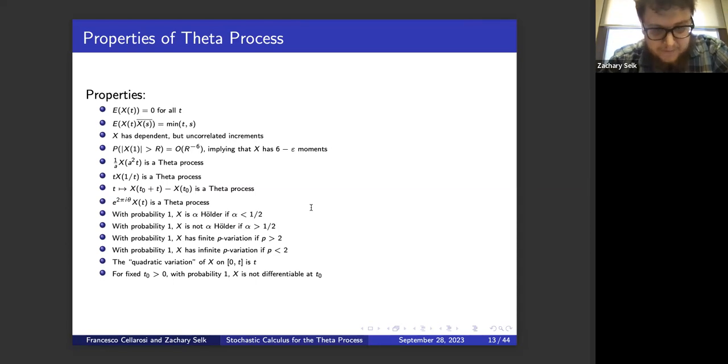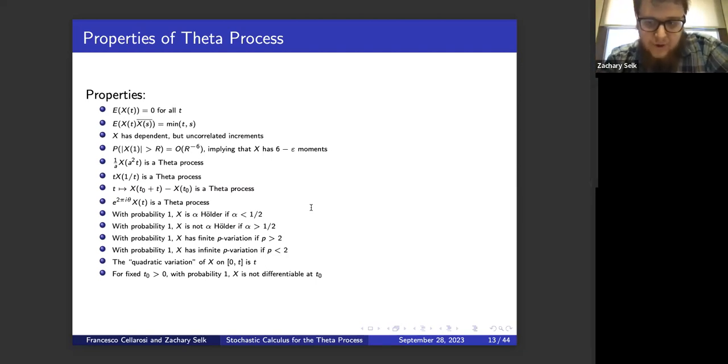So in the previous paper, Francesco and Markov showed that with probability 1, X is alpha Holder for all alpha less than a half. Recently, we were able to show the converse, that it is not alpha Holder for all alpha greater than a half. We're able to show the quadratic variation of this, which I'll define a little bit later, which is notably different than the 2 variation of this process. But the quadratic variation of X is t.